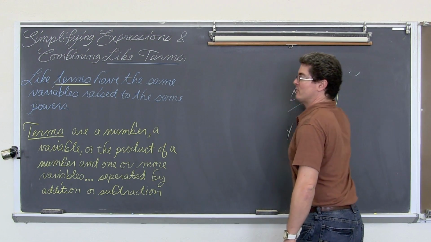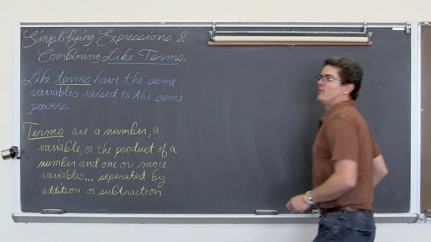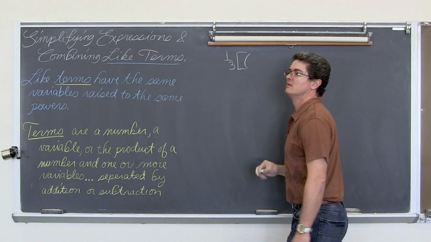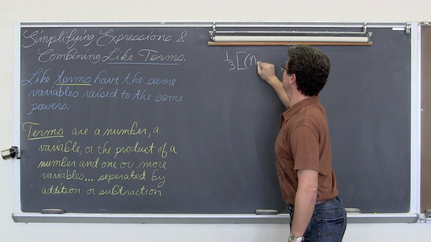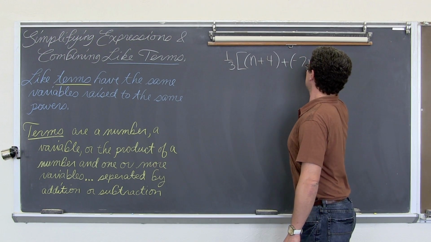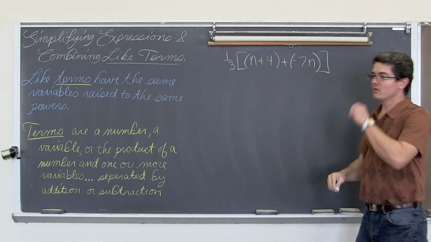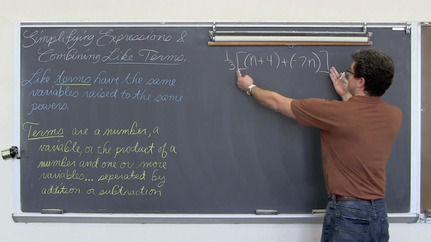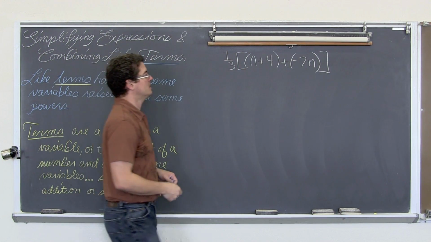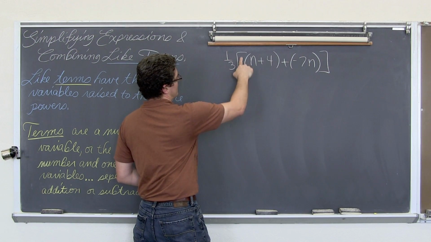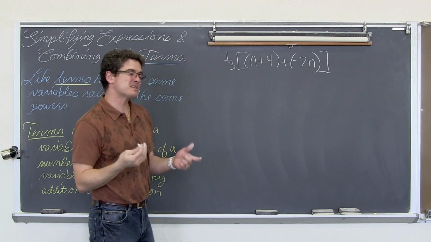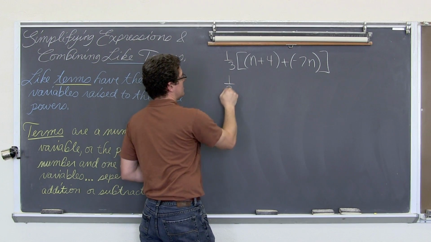Moving on. What do we got left? We've got about 3 more examples left. We have 1/3 times n plus 4 plus negative 7n. Okay, well, we have a lot of brackets going on here, a lot of parentheses. We need to clean those up first if possible. And there's nothing in front of this parentheses to multiply through. There's no exponent. So really it's not doing much, nothing at all to be honest.